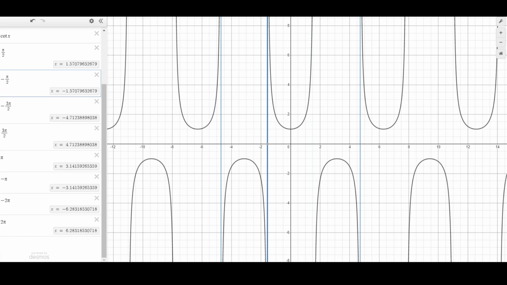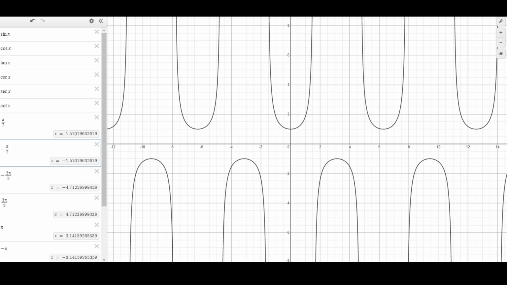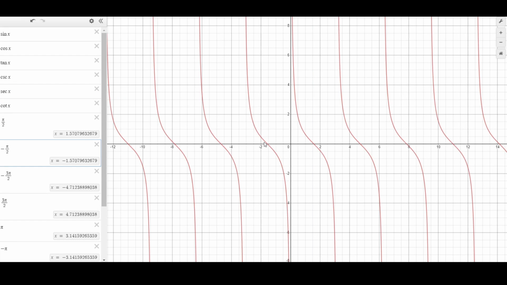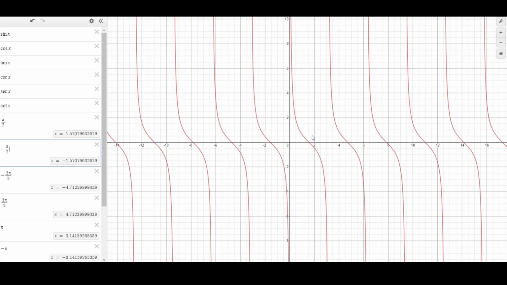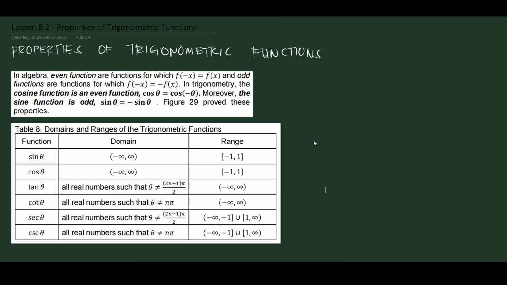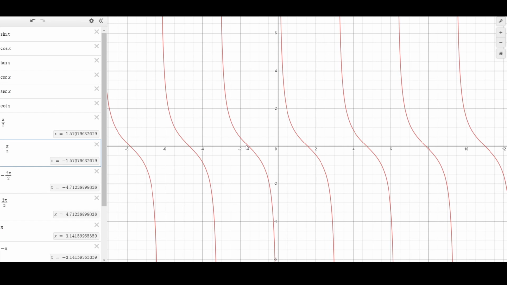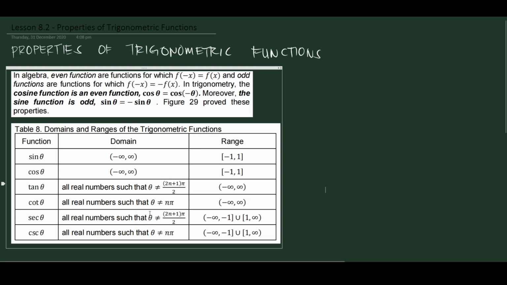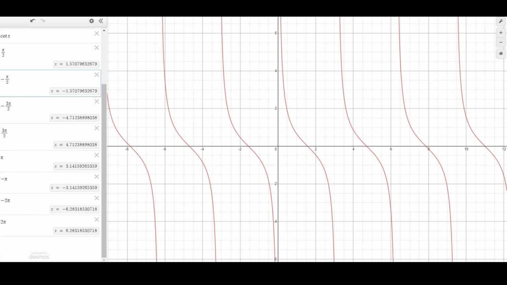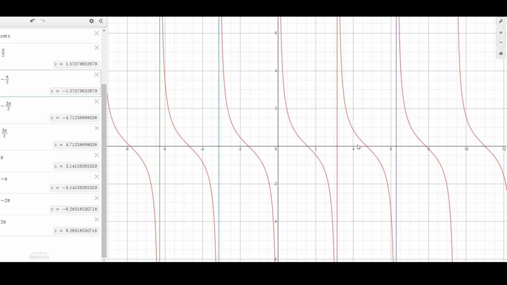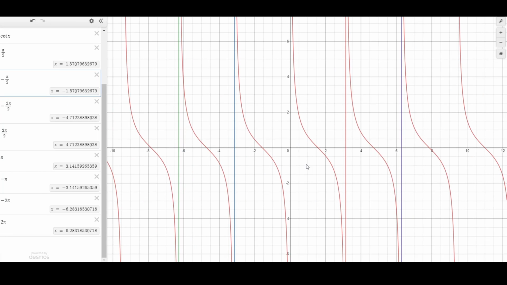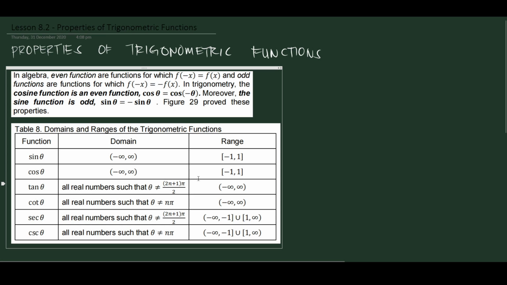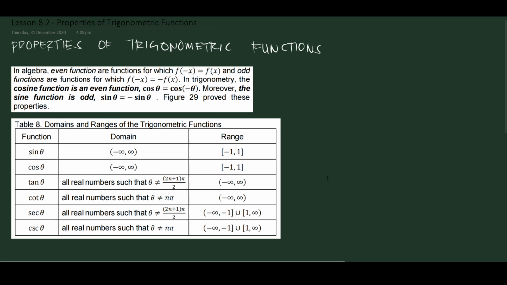Okay, and last but not least is the cotangent. Let's take a look at cotangent. Okay, so there you have it. This is the inverse of tangent, and the asymptotes of cotangent are the same as the asymptotes of the cosecant. Let's turn those on again. As you can see, those are the domain and ranges of the trigonometric functions.